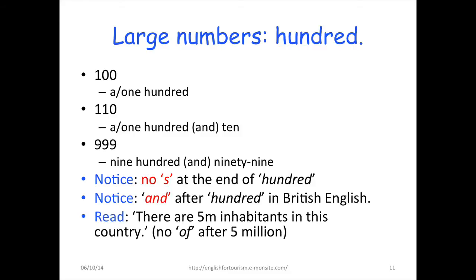Read the following sentence. There are 5 million inhabitants in this country. As you can see, there is no use of "of" after 5 million, though in French people would use it.